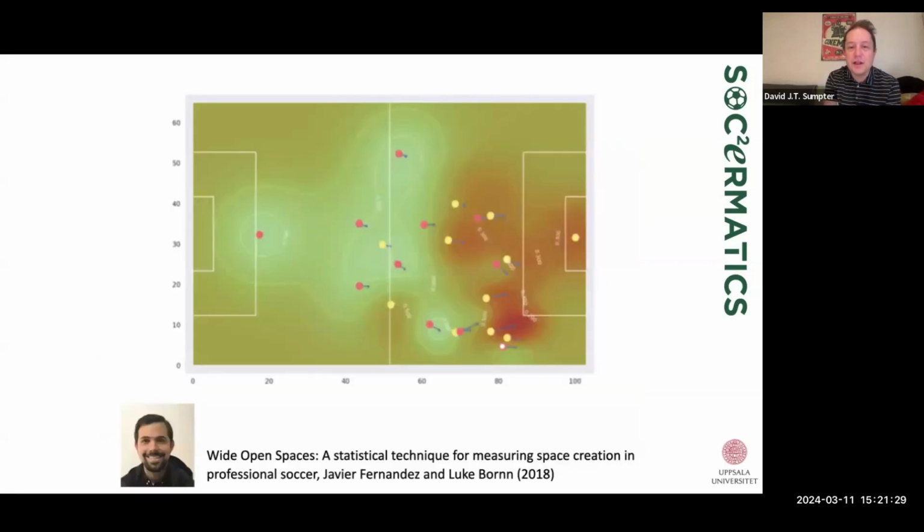I found that they were using a very similar model. This is Javi Fernandez, and he was a PhD student there at the time. He used a model which was a little bit more complicated and a little bit more realistic than the model I'd presented, but the principle is the same.